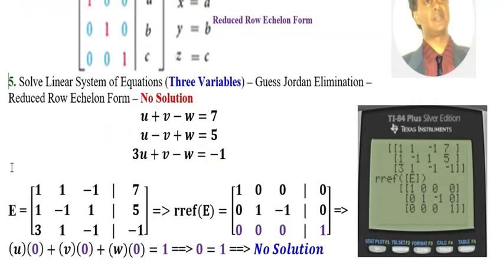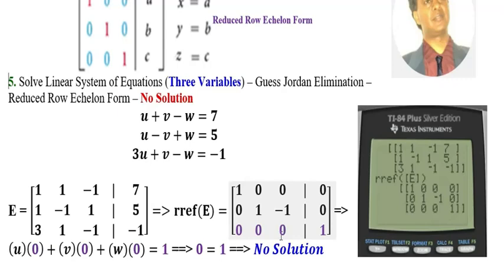We create a matrix called E. For u we have 1, 1, 3, for v we have 1, minus 1, 1, for w we have minus 1, 1, minus 1, augmented with 7, 5, minus 1. When we do RREF we get 1 0 0, 0 1 0, 0 minus 1 0, 0 0 1.